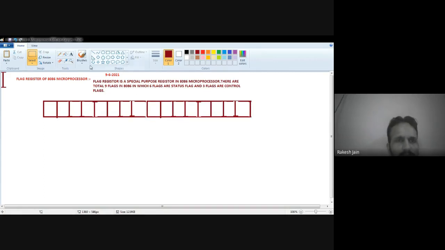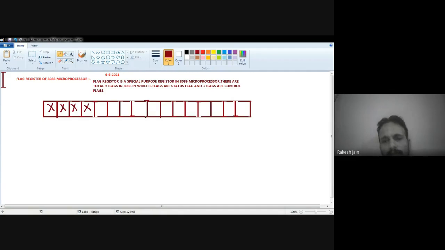Now I write the flag names over here. These four are user definable bits, or cannot be used by the flags itself. So they are not categorized in the flags, and I mark them with a cross sign. They will not be used for the analysis of flags.